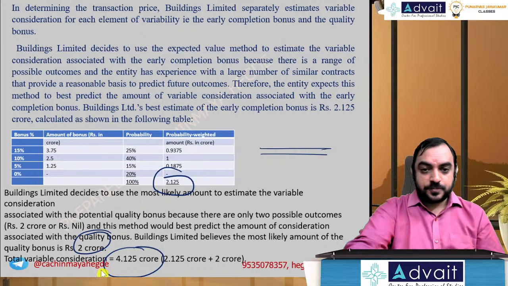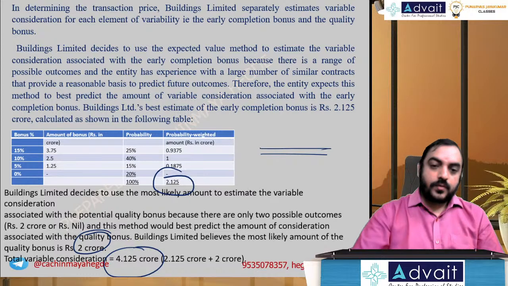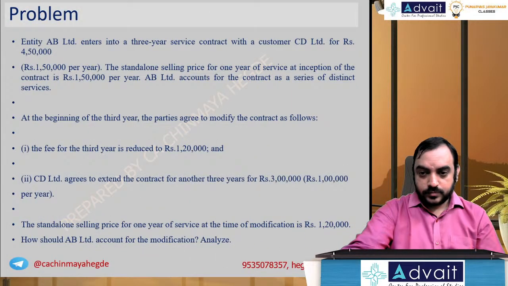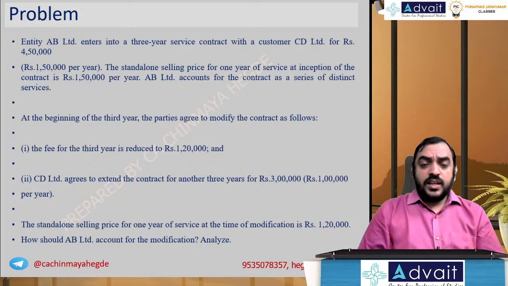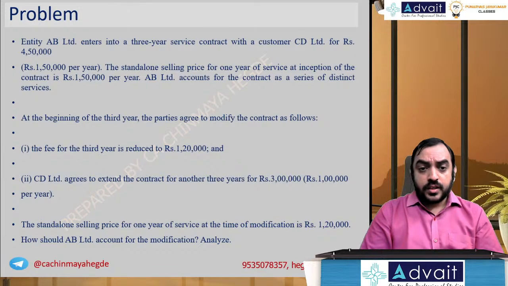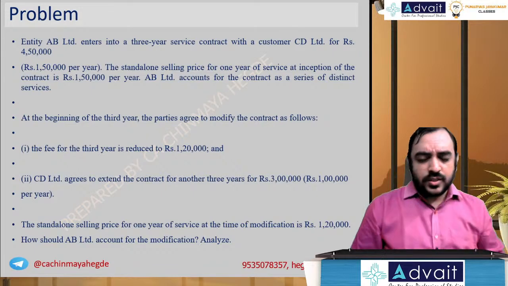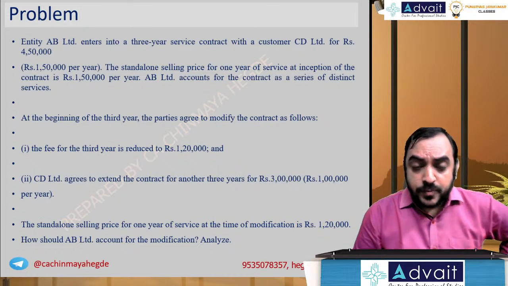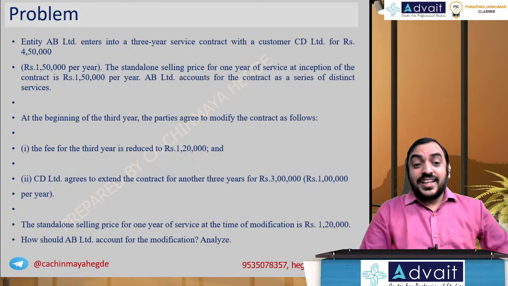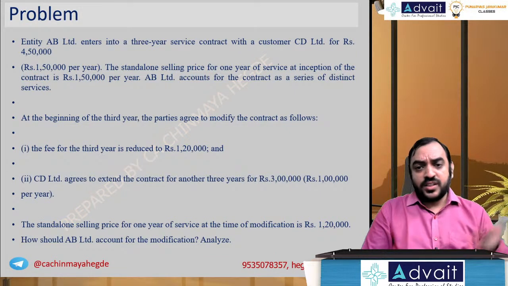Okay, let's go further. Entity AB Limited enters into a 3-year service contract with customer CD Limited for 4,50,000, that is 1,50,000 per year. Standalone selling price for 1 year of service, meaning had I sold to somebody else only for 1 year, it would be 1,50,000 per year. AB Limited accounts for the contract as a series of distinct services. So first year separate, second year separate, third year separate.